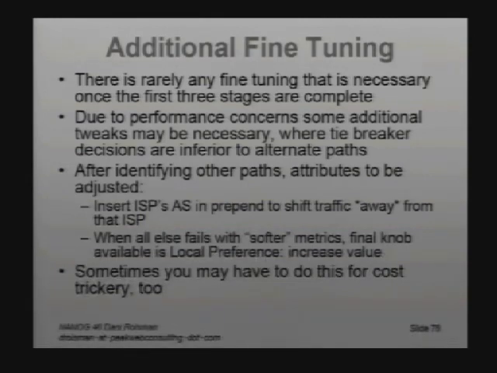Maybe the tiebreakers aren't doing it for you. So you're going to want to identify other paths. And once you do, you want to look at a couple of attributes. You may have to insert an ISP's AS to shift traffic away from that ISP. And when all else fails with a softer metric system, you're going to have to use local pref. You're going to have to increase the value of your local pref. And sometimes you're going to have to do this to work around your cost savings as well. You may have $10 per meg here and $15 per meg there, and you really don't want to use that $15 meg for overages.